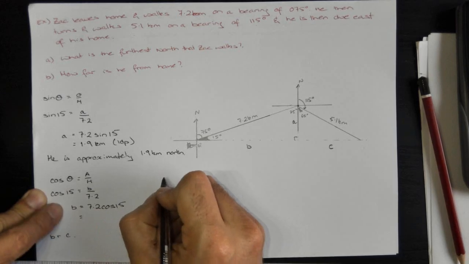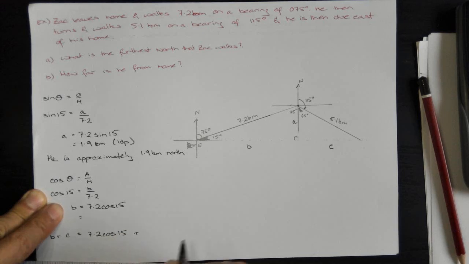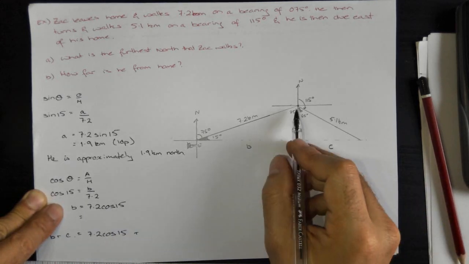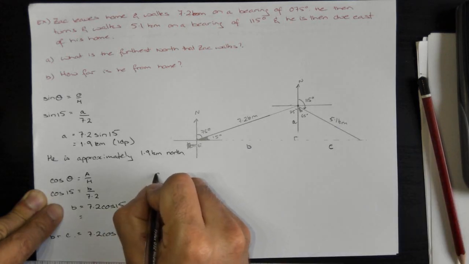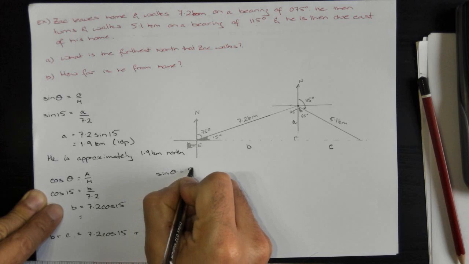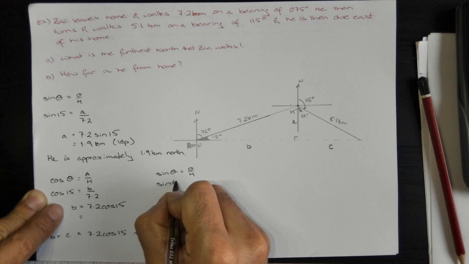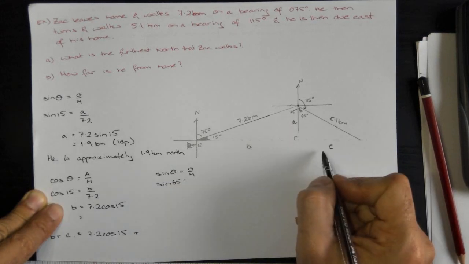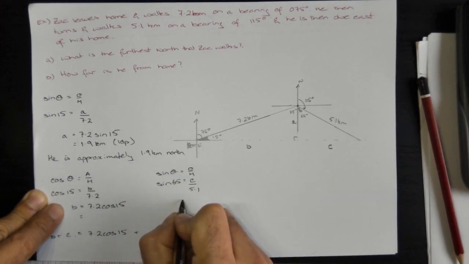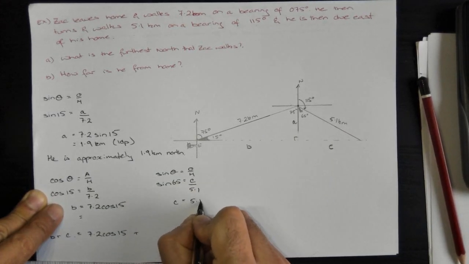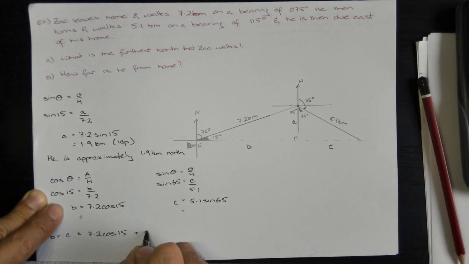And then this part here, I've got an angle. I have opposite over hypotenuse, that's a sine. So sine theta equals O over H. Theta was 65 degrees. O is C, the hypotenuse is 5.1. So C is worth 5.1 sine 65.